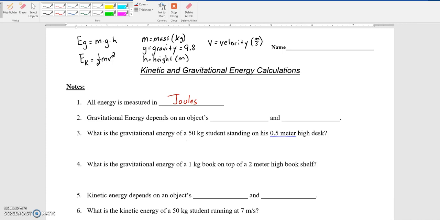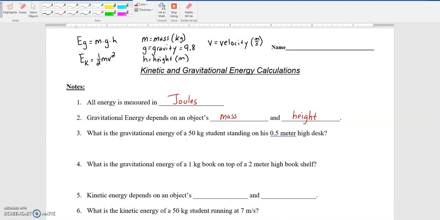So now getting into gravitational energy. Gravitational energy depends on a few things. And the two main important ones are the object's mass and the object's height. It also depends on Earth's gravity, but that is always constant, so I won't write it in. All that means is that if an object gets heavier, it has more gravitational energy, or if it gets higher up, it has more gravitational energy.